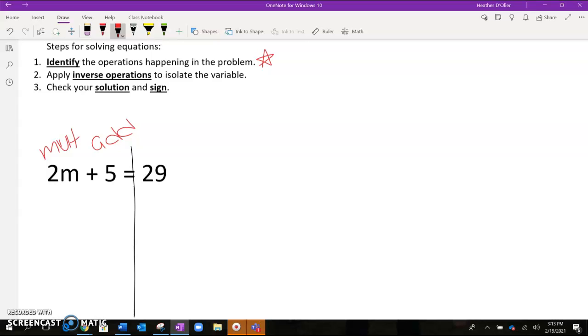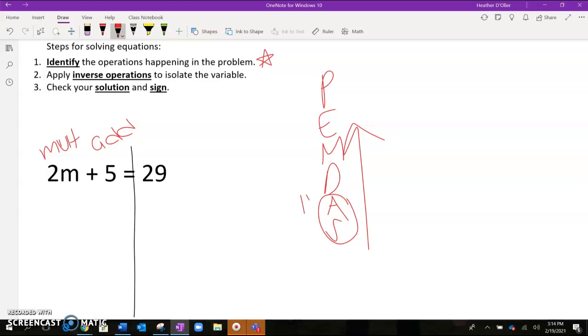Remember that inverse just means the opposite. So I'm going to have to do the opposite of multiplication and the opposite of addition. But order is important here. So we're actually going to take the normal PEMDAS, the way that I would have solved the problem, but remember that I'm going backwards. I'm undoing it. I'm starting with addition and subtraction first.